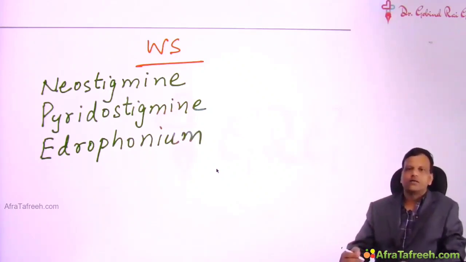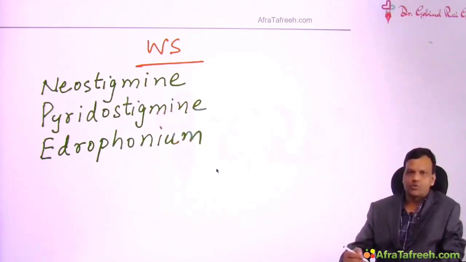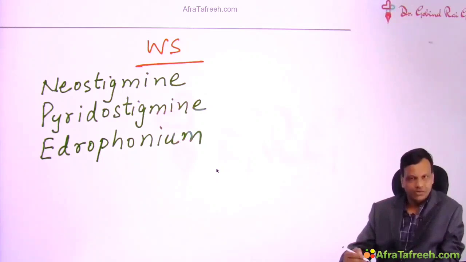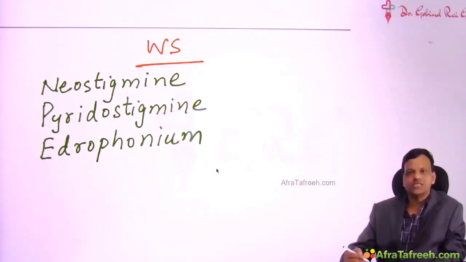All of them are reversible acetylcholinesterase inhibitors and they are water soluble. And because they are water soluble, they cannot cross membranes. So they have to be given by injection because they do not cross the GI membrane. These drugs cannot enter the eye, so they are not effective in glaucoma. They cannot enter the brain, so they are not preferred in Alzheimer's disease.